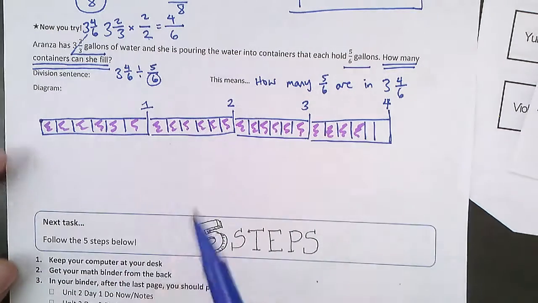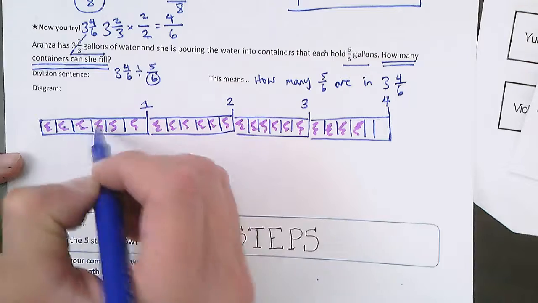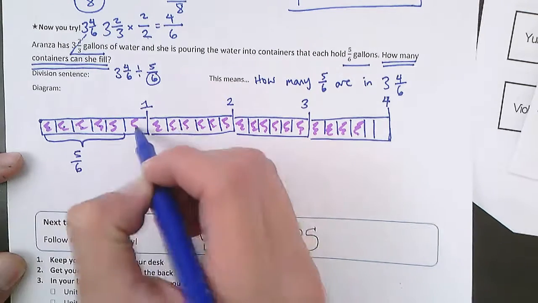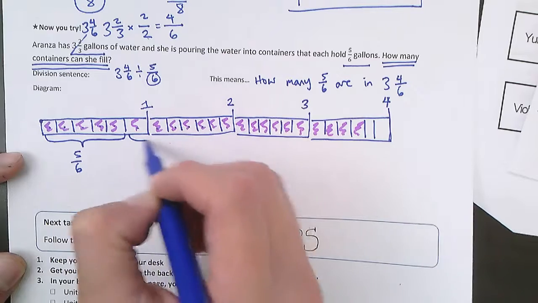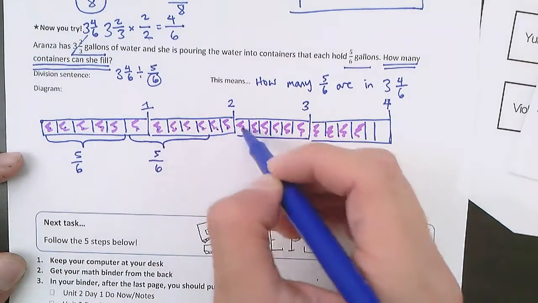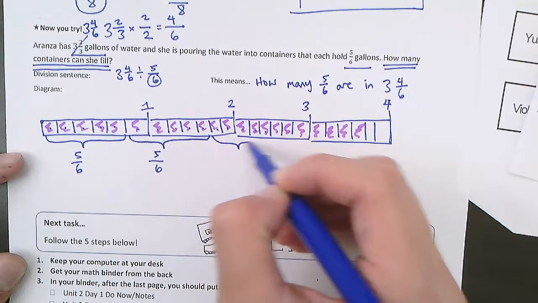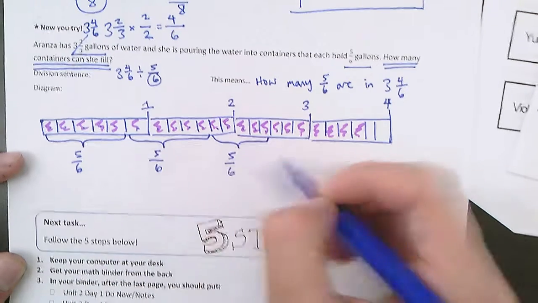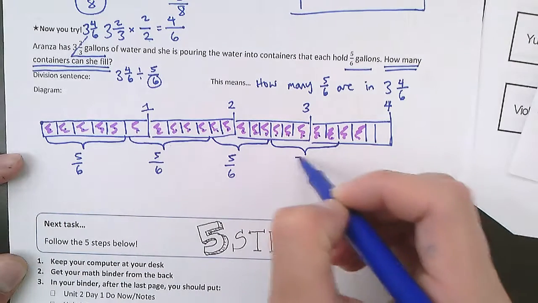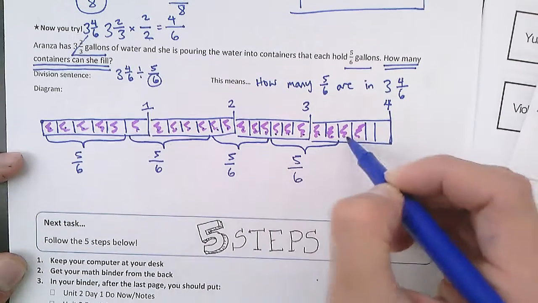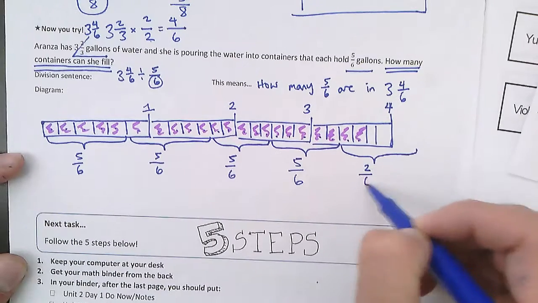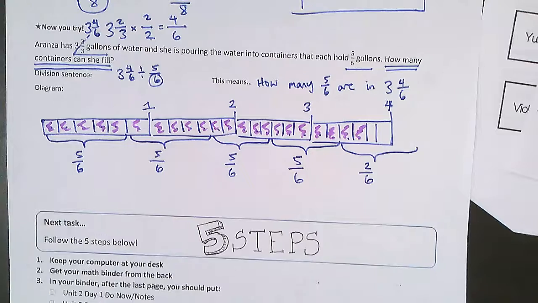And let's count out sections of 5/6. 1, 2, 3, 4, 5. Here's 5/6. 1, 2, 3, 4, 5. There's 5/6. And 1, 2, 3, 4, 5. There's 5/6. And then 1, 2 out of the 2/6 there, out of the 5/6 that we would need.